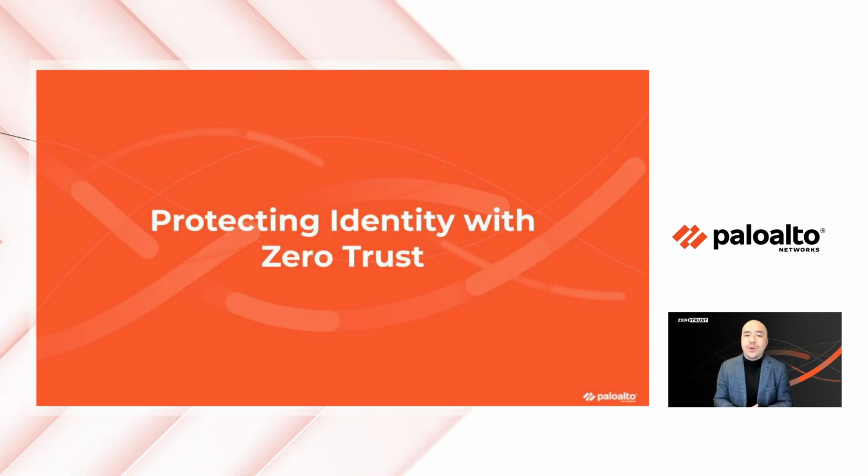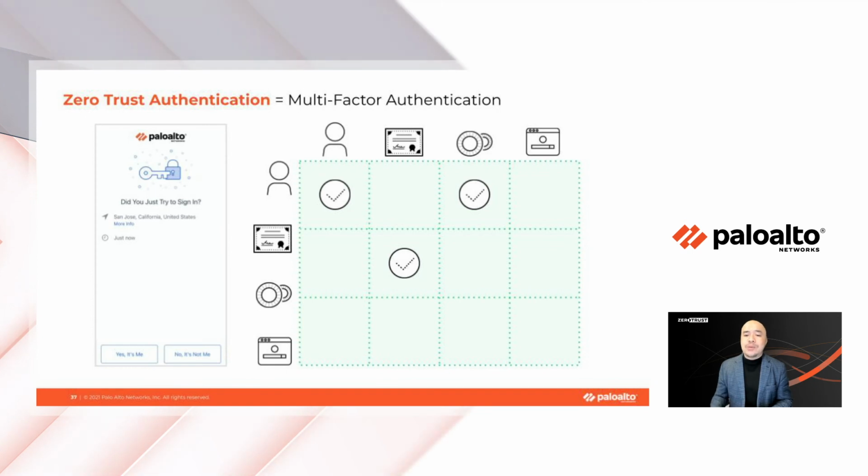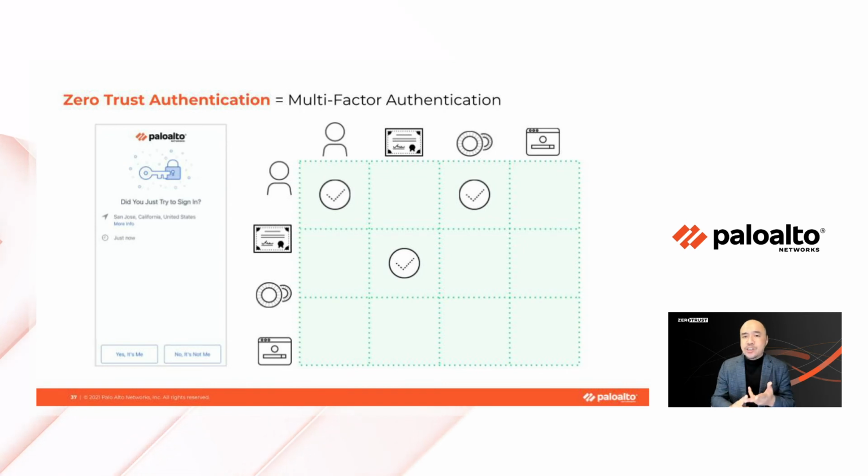So how can we protect identity with Zero Trust? You can enforce Zero Trust authentication by using multi-factor authentication, or MFA. MFA can work across users, devices, locations, and for different business use cases, and make Zero Trust authentication actionable and simple.